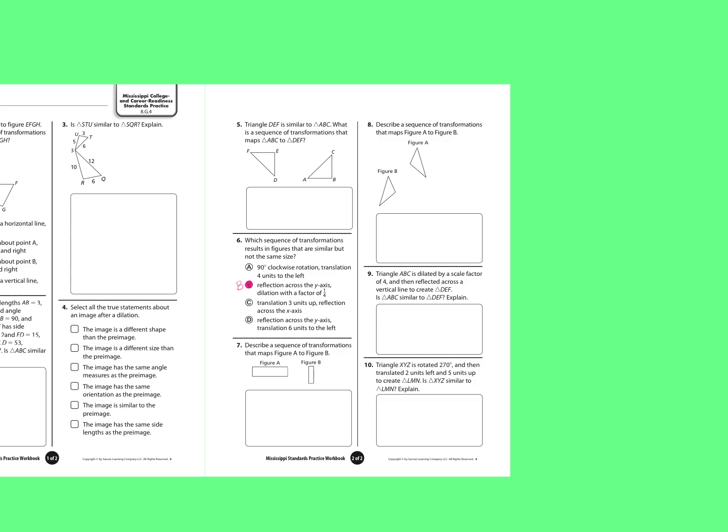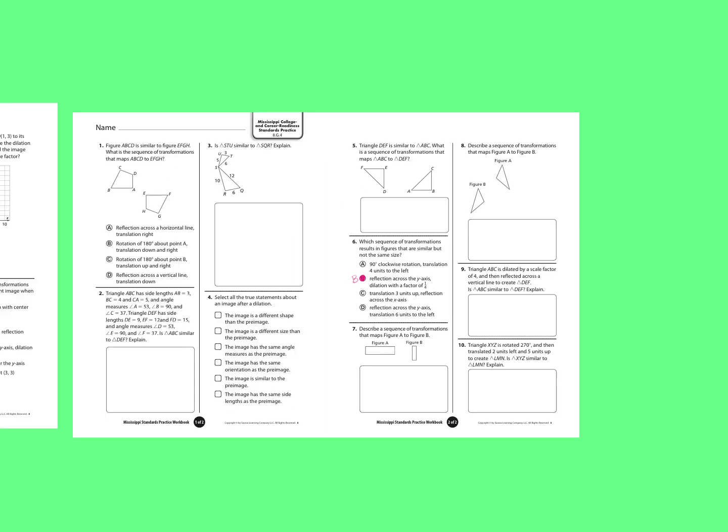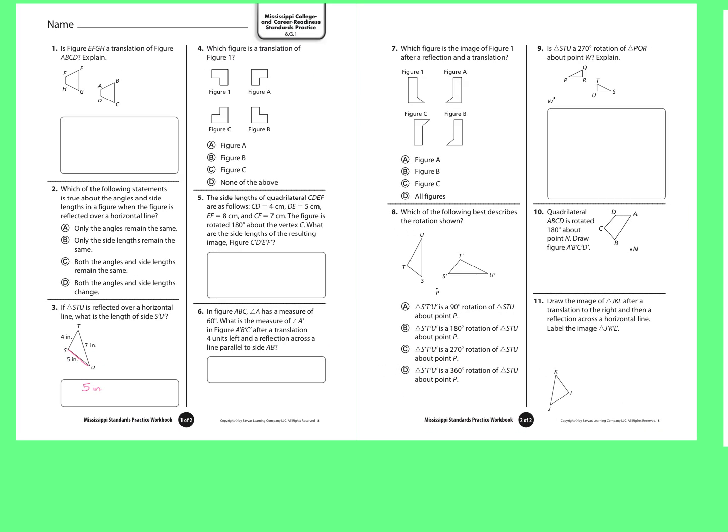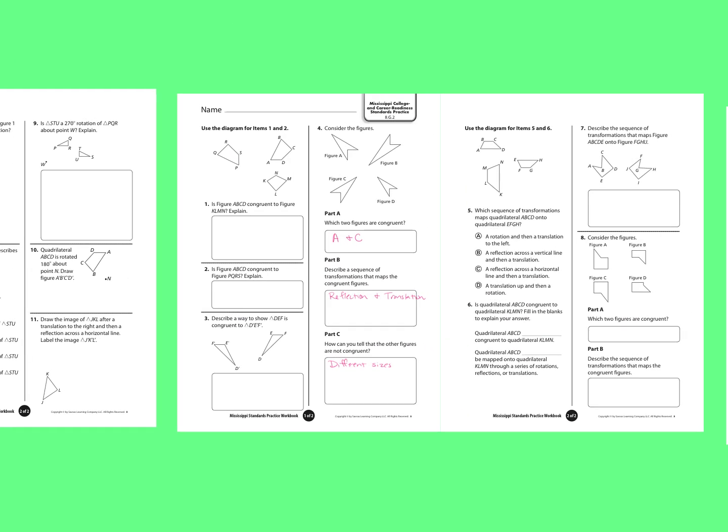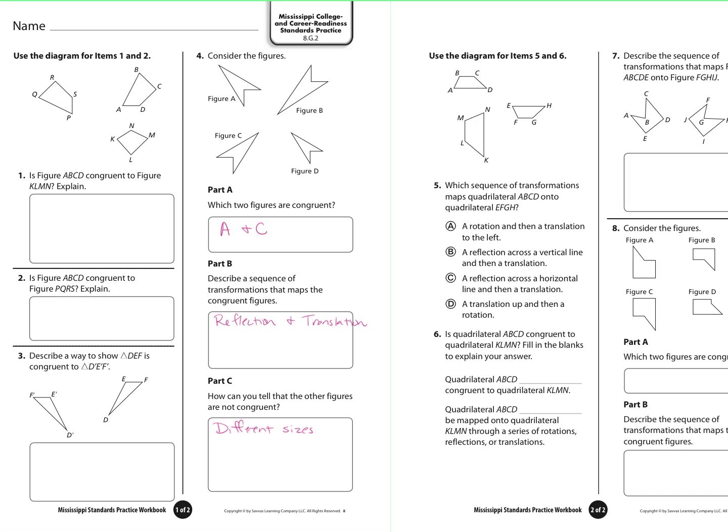Okay, so now we're going to go back through and look through these if you missed anything. So starting back here with G1, if there is a reflection, then it's still the same size. It just changes the position. So SU was 5 inches. S prime U prime is also 5 inches. Going on to G2, number 4, A and C are congruent figures. They're just turned different ways. You could have reflected figure A to the right, so across the y-axis, and then translated it down and to the left to get to figure C.